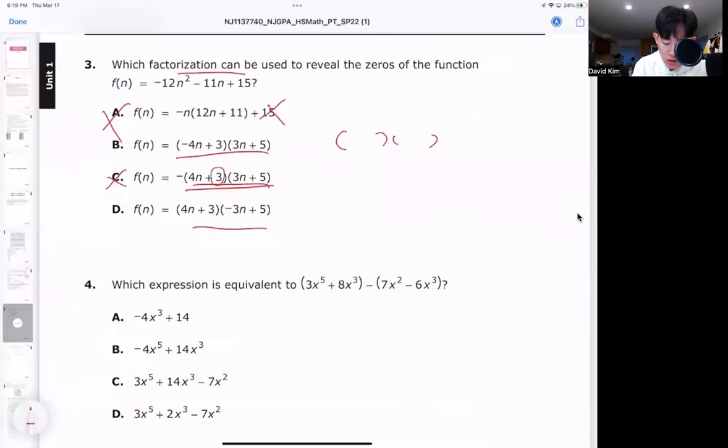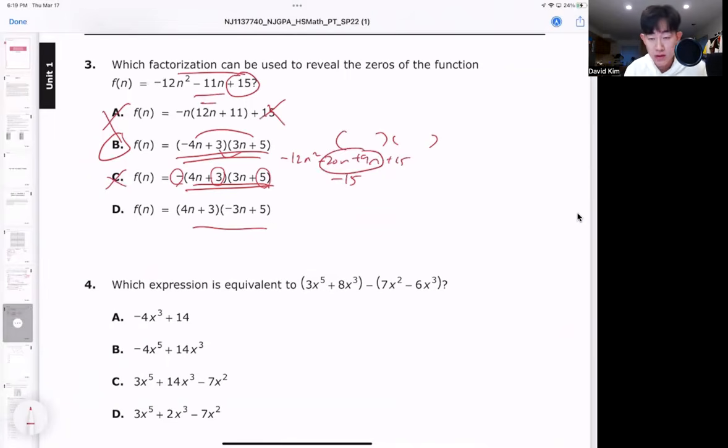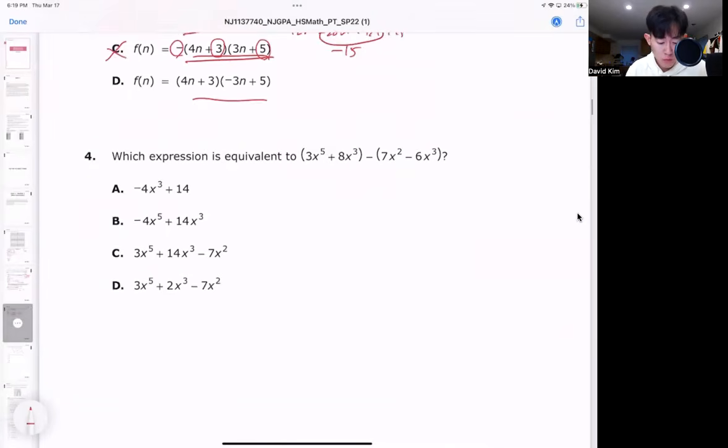And when I FOIL this out, we can see how 3 times 5 at the end gives me 15. The negative sign in the front will make it -15, but I want a +15 at the very end. The only possible answer that works is, I believe, B. When you FOIL this out, you get -12n squared. Outer is -20n. Inner is +9n. Last is +15. Add those two up, you get -11.